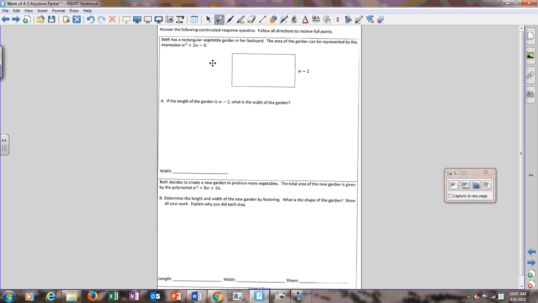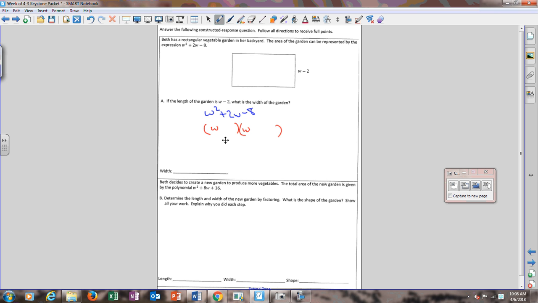Okay, when we look at this question, basically it tells you that you need to factor out the width of the garden. So you have w squared plus 2w minus 8. And if you factor this out, even if you don't know what to do, basically anytime you see a trinomial like this, it's a quadratic equation, so that means it's squared is the biggest term. Anytime you see that, you know that you're going to have to factor.